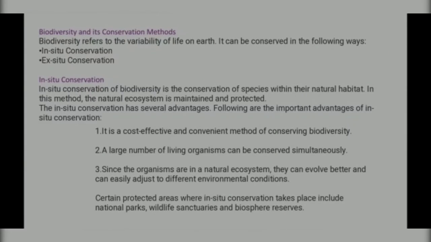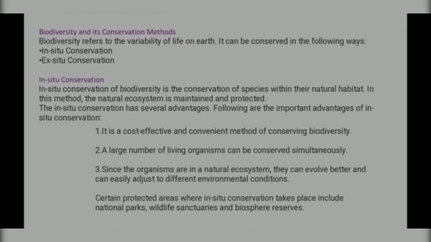Until now, we have discussed different climatic changes and loss of biodiversity. Now we will discuss the different remedies for it. Biodiversity refers to the variability of life on earth. It can be conserved in the following ways. There are two ways: in situ conservation and ex situ conservation. In situ conservation of biodiversity is the conservation of species within their natural habitat.